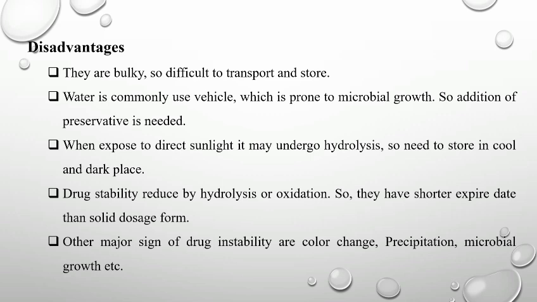Next, the storage conditions. We have to store monophasic liquid dosage forms such as syrups in a cool and dark place, as direct exposure to sunlight may cause chemical reactions such as hydrolysis. Next, drug stability can also be reduced by hydrolysis and oxidation, so they have a shorter expiry date than that of solid dosage forms. And usually this monophasic liquid dosage form has high drug instability.